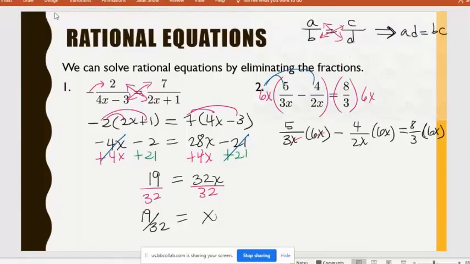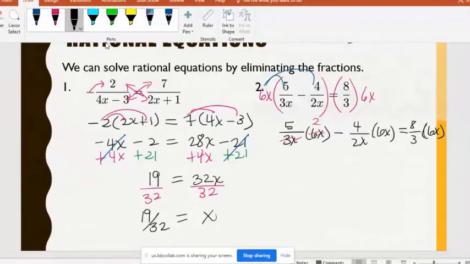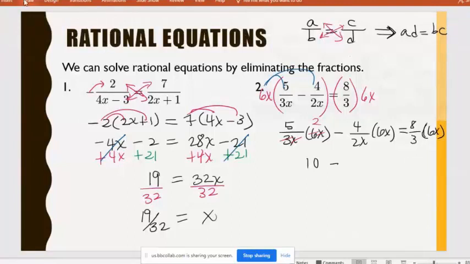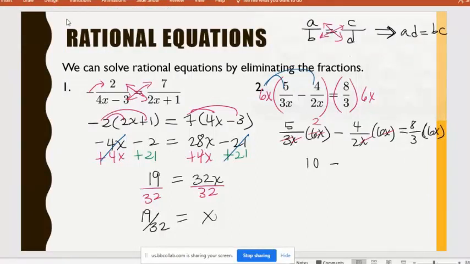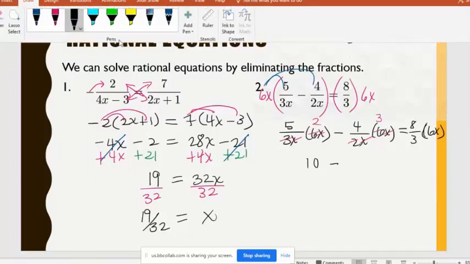Okay, so the x's cancel in this first group. 3 goes into 6 2 times. So we're left with just 5 times 2. Okay, so that becomes 10 minus. In this next group, the x's cancel. 2 goes into 6 3 times. 4 times 3 is 12. Is everybody fine with that? Simplifying?